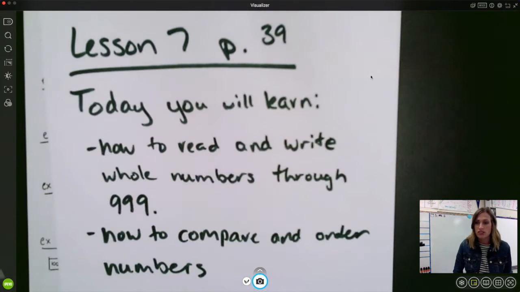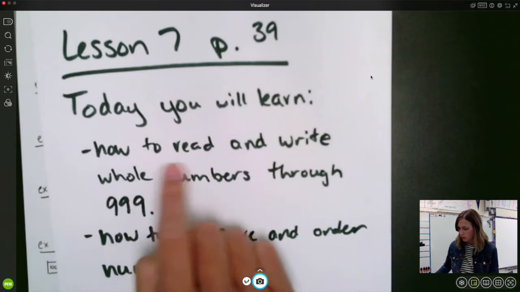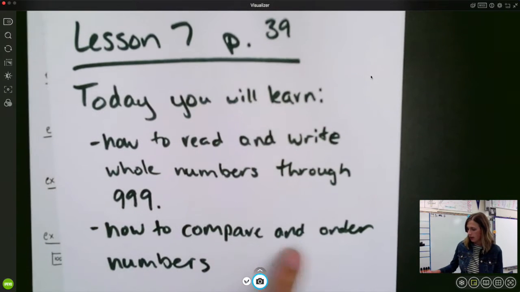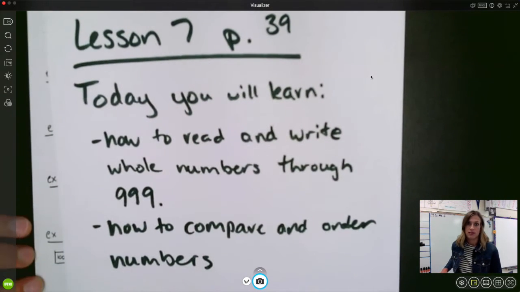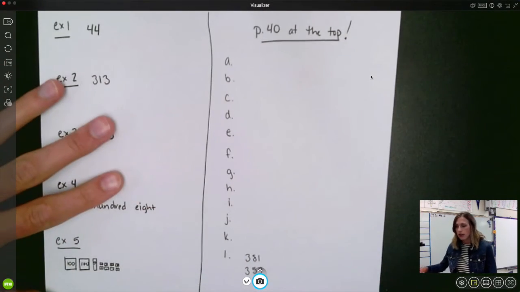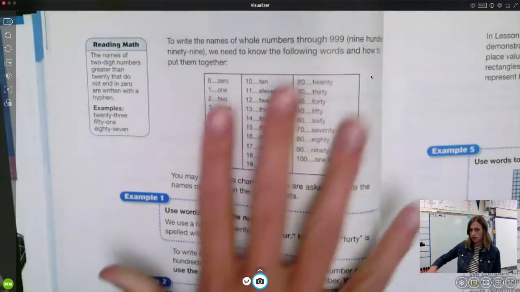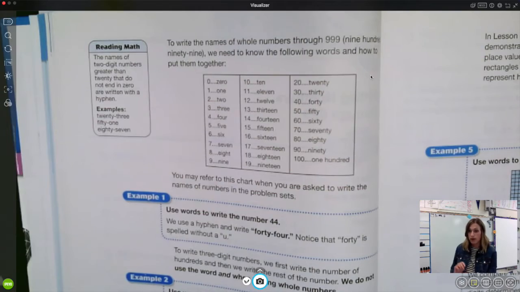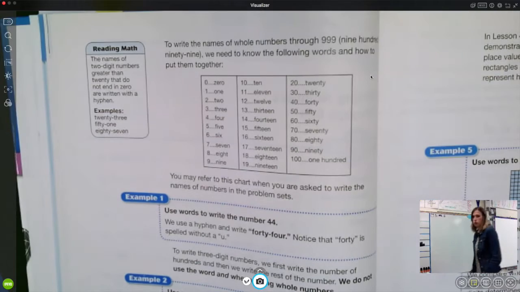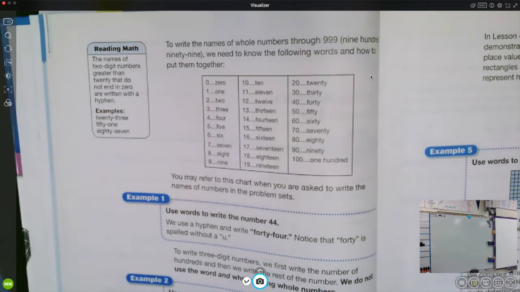All right? So we'll start with our objectives as always. Lesson 7, page 39. Today you will learn how to read and write whole numbers through 999. You'll also learn how to compare and order numbers. All right? So you should be on the back of this sheet. In your math book on page 40, there's spellings of all those different words that you're going to need. Now, let me grab my math folder also.